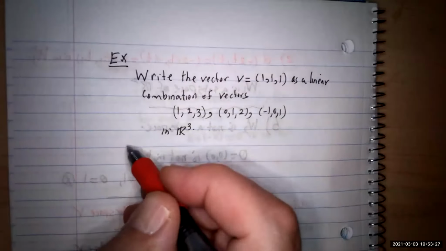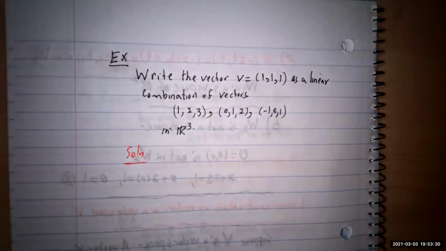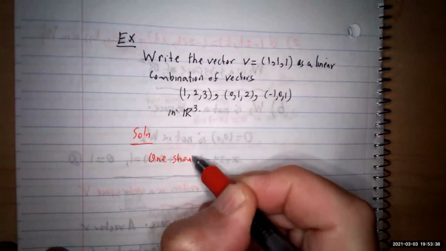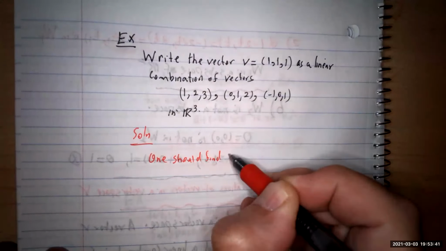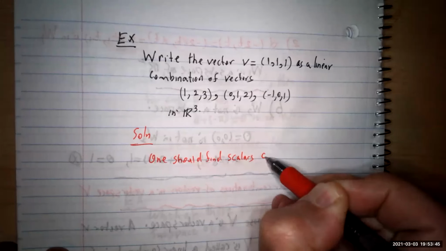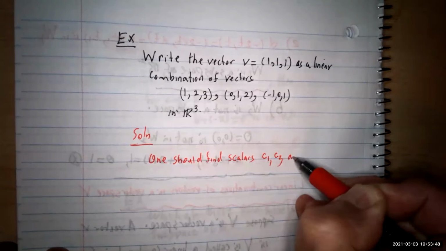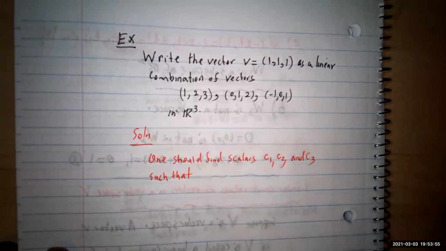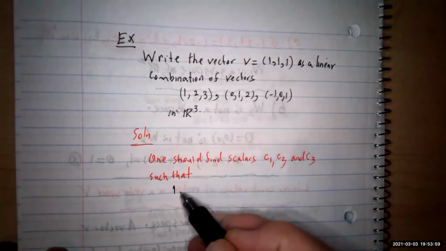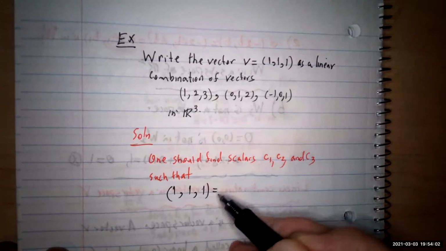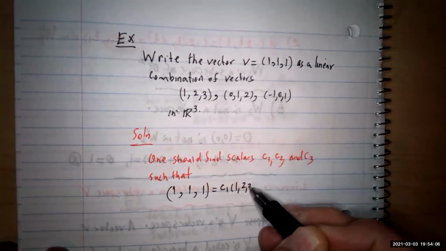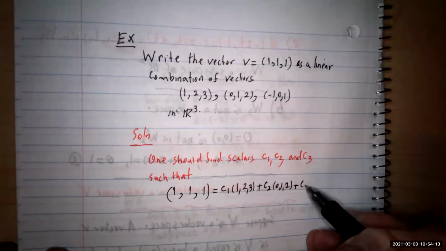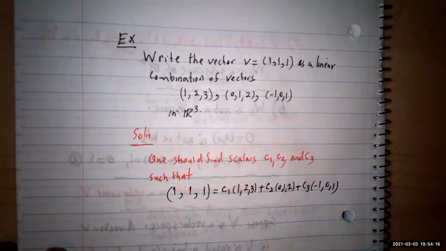So this is what we do. Solution: one should find 3 numbers, scalars, C1, C2, and C3, such that this vector (1, 1, 1) is equal to C1 times (1, 2, 3) plus C2 times (0, 1, 2) plus C3 times (negative 1, 0, 1). This is your job.